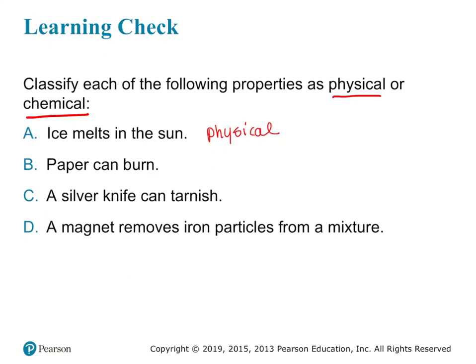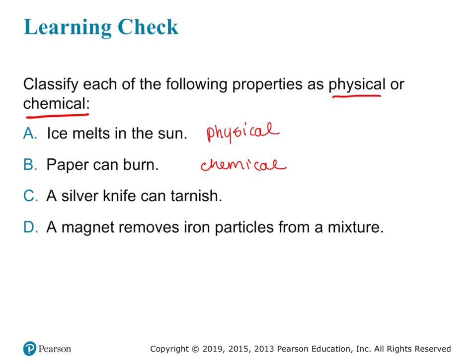What about paper can burn? Is the identity of the paper changing? Yes. So if we burn paper, it's becoming soot or ash. So it is changing its identity. So that would be a chemical property. So paper has the ability to burn.